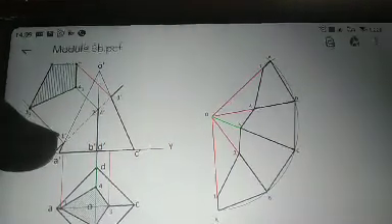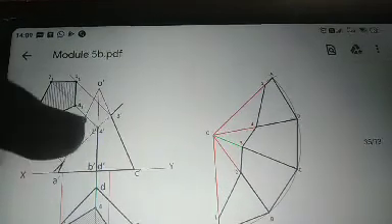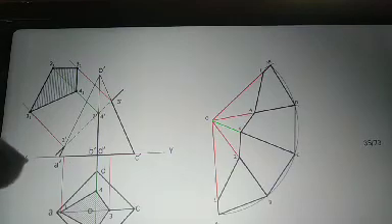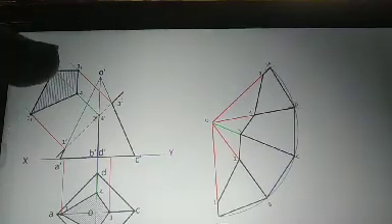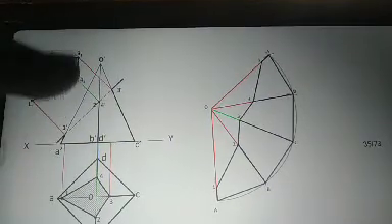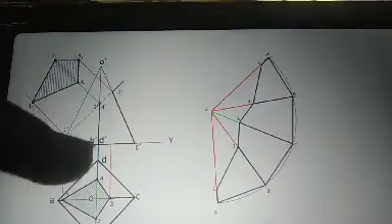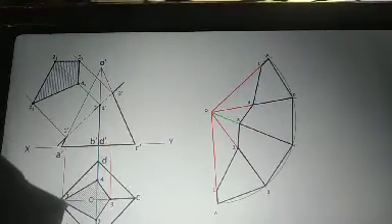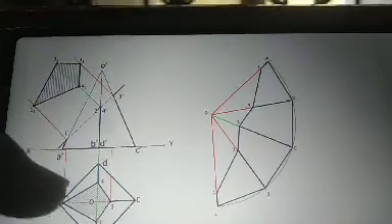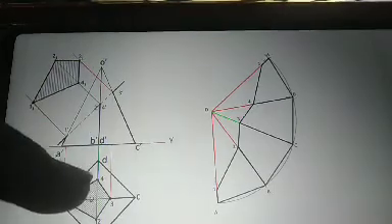Draw a line perpendicular from 1 dash, draw a line perpendicular from 2 dash, from 3 dash, etc. Mark their points 1 dash and 3 dash which are easily available. Again, now take a distance of this cutting plane from your top view which is shown in this diagram.